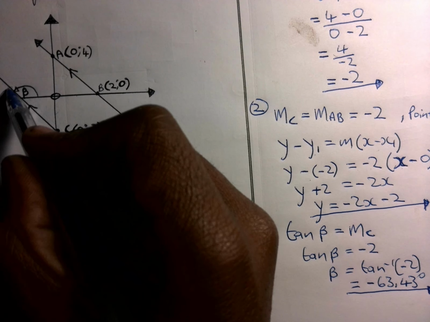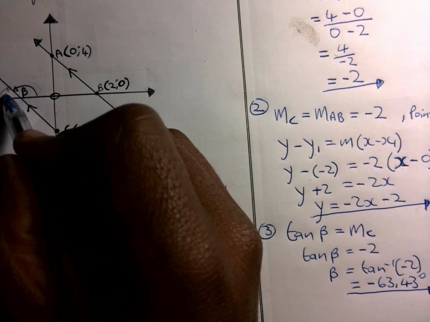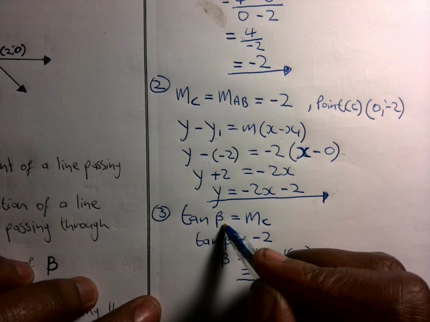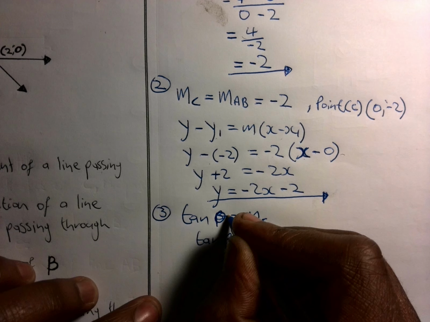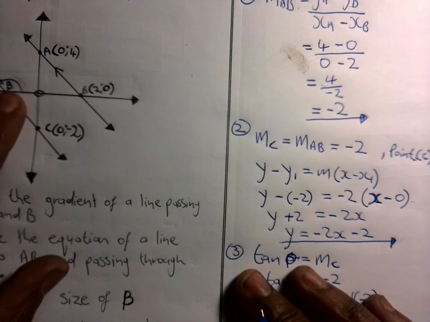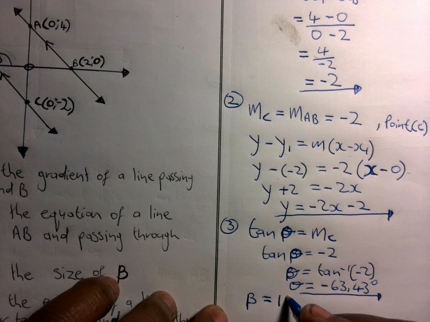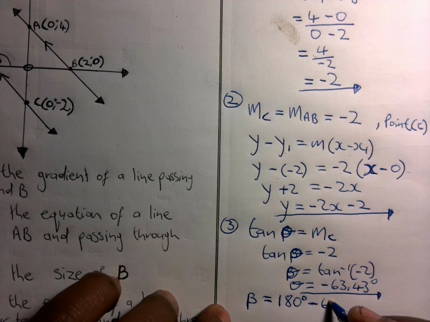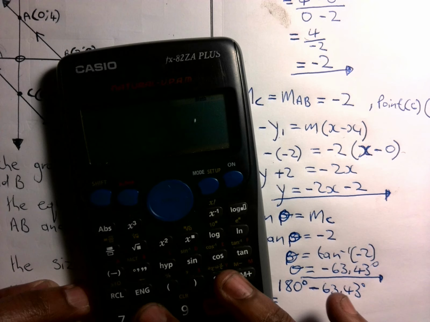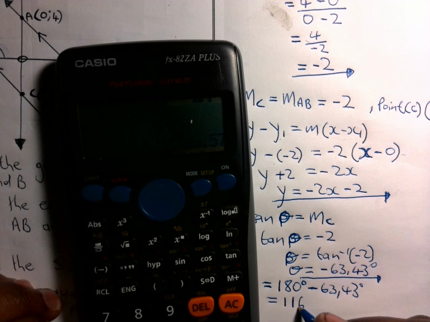But we know that this whole angle here is 180, so we are just going to subtract this angle from 180 and we are going to get beta. Instead of beta we could have used theta. This one is theta, and this one is theta. Now our angle beta is going to be equal to 180 degrees minus 63.43 degrees. The answer is going to be 180 minus 63.43. The answer is 116.57 degrees. That will be the size of beta.